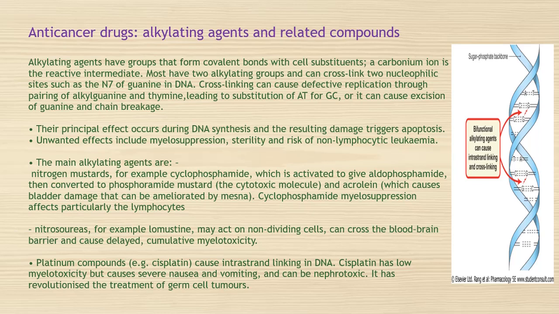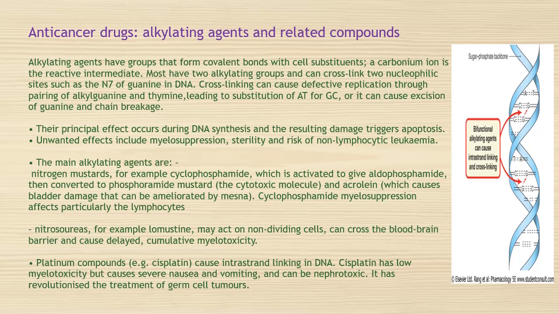The main alkylating agents are nitrogen mustards. An example is cyclophosphamide, which in vivo gets activated to aldophosphamide, which is then converted to phosphoramide mustard, a cytotoxic molecule, and acrolein, which causes bladder damage, and this can be taken care of by another drug called mesna. Now, cyclophosphamide myelosuppression affects particularly the lymphocytes. Another drug coming under these alkylating agents is the nitrosoureas, lomustine and carmustine type of drugs.